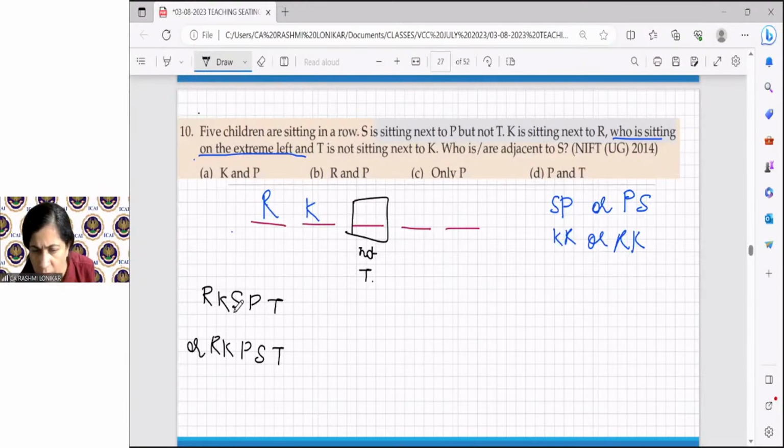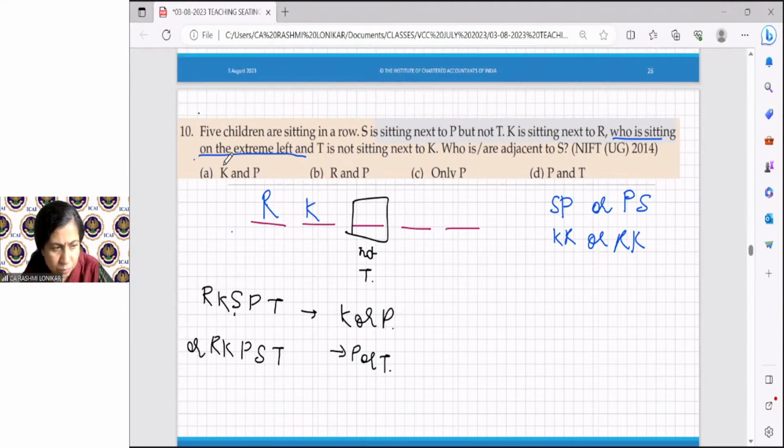Who is adjacent to S? Here, who is adjacent to S? K or P. And who is adjacent to S here? P or T. Okay, so can it be KP? It can. Can it be PT? Let us see. S is sitting next to P, but not T.